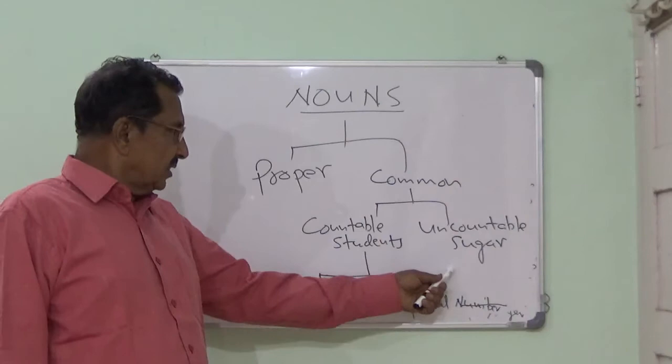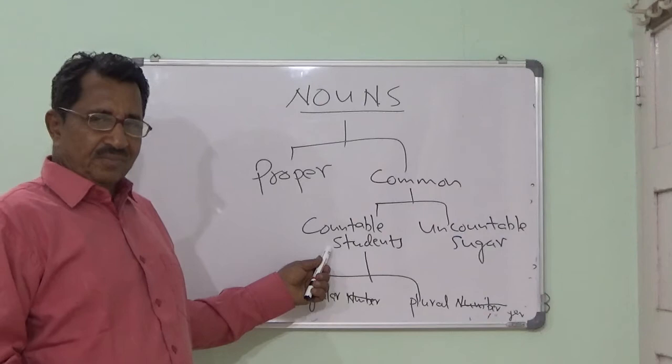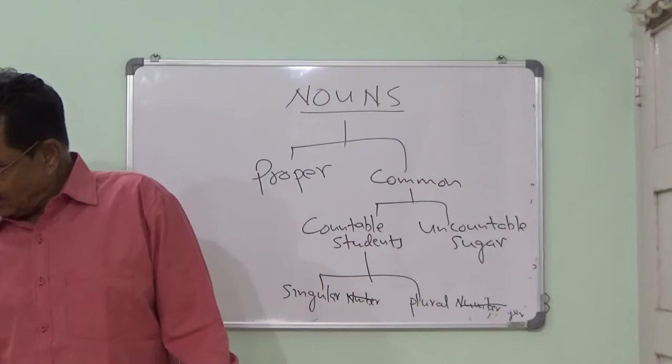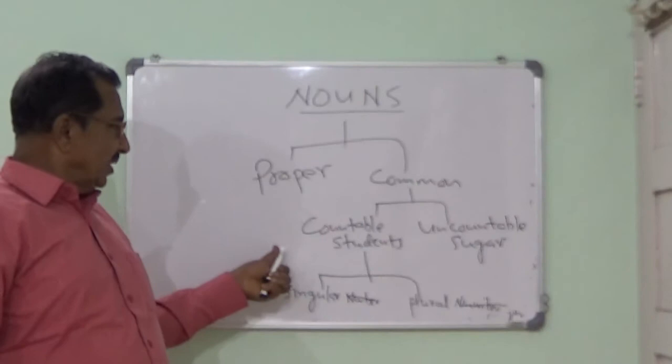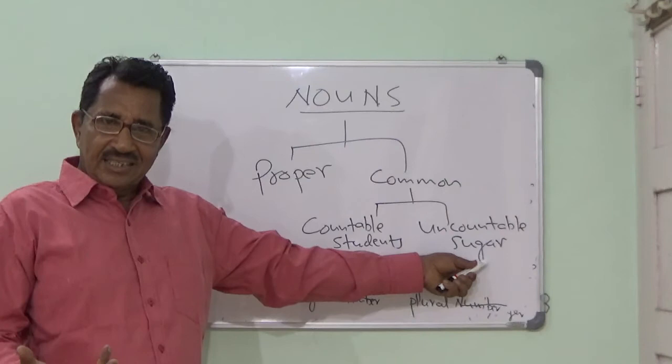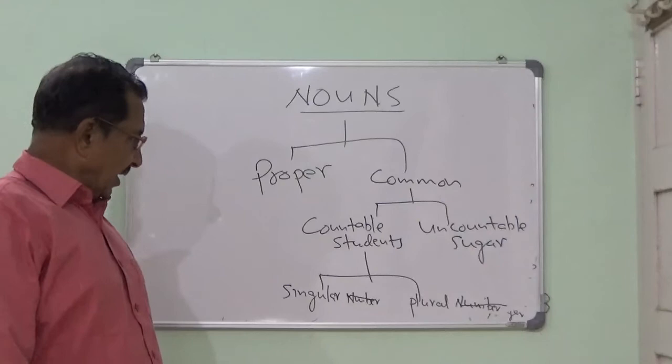Then common nouns, you have two divisions. Counting, you can count 1, 2, 3, 4, 5, 6, 10, you can count. Door, you can count. Building, you can count. Balls, you can count. What I have shown you now? 1, see? 2, like that. So you can count. So they are called countable nouns. And what you cannot count: sugar, rice, coffee, tea. But biscuit you can count, 1, 2, 3, 4, like that. And then countable nouns, you have got the two numbers.